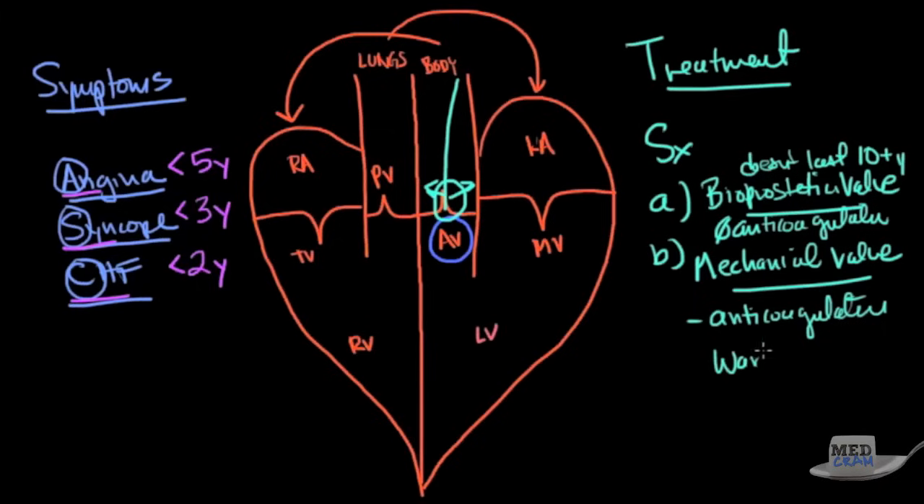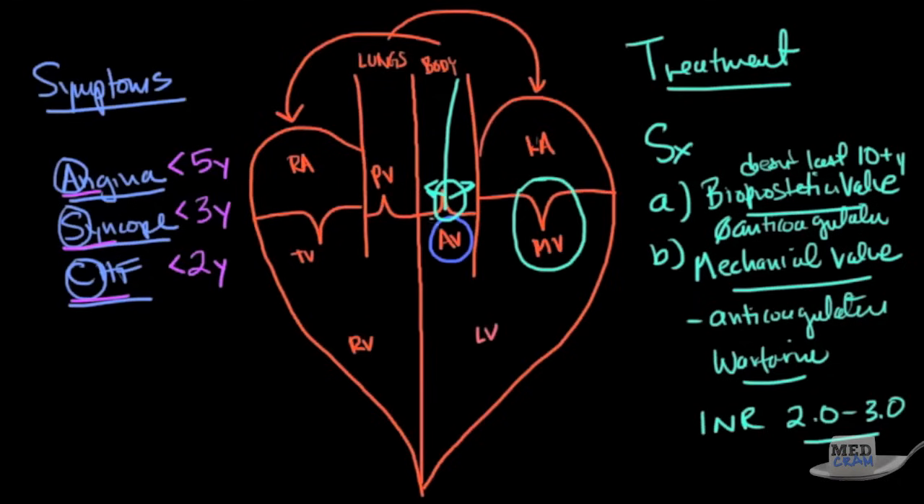And the standard of care is warfarin with an INR of 2.0 to 3.0, generally speaking. Now, the flow past this valve is quite high, and so the thrombogenic risk relatively is not as bad as it would be in an area with a slow flow.